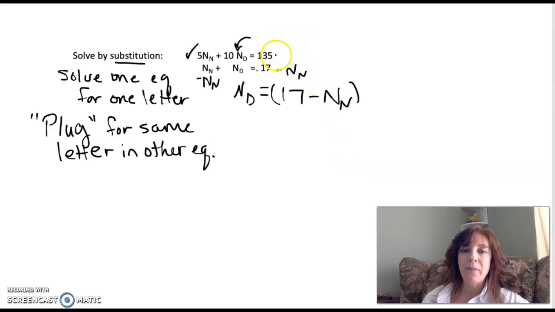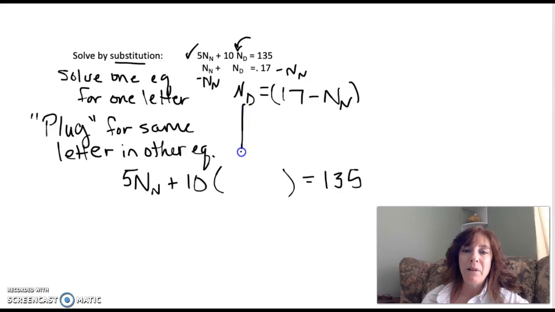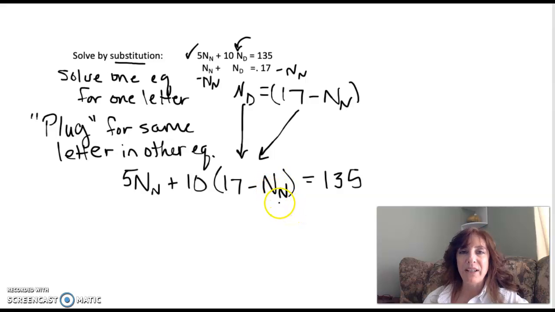Let's do that. All right, I'm going to rewrite that first equation down here. I have 5n of n plus 10n of d, and I'm going to put a parentheses there, equals 135. I'm going to plug in, instead of writing n of d, I'm going to write everything that n of d equals. Now I have one equation with one letter or variable, n of n. Remember, I pretend that's one letter. Now I can solve. I use all my old tricks that I learned.